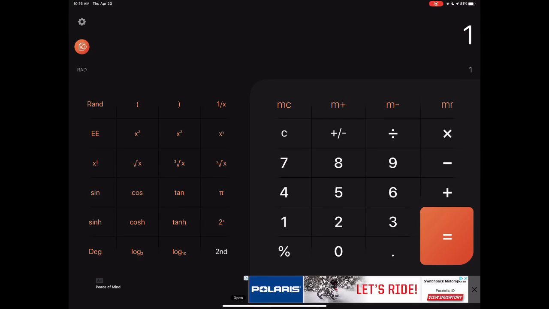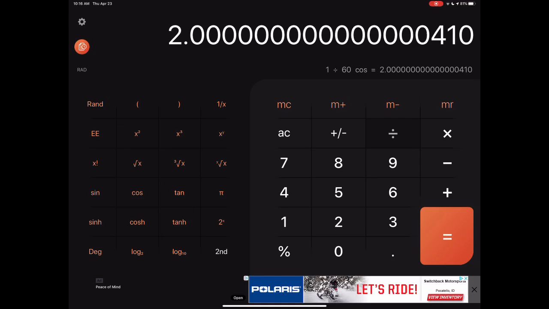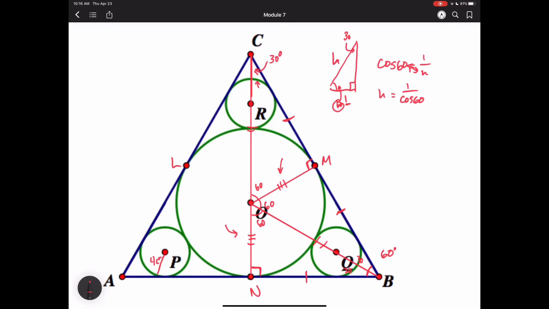So I have 1 divided by 60 cosine. Interesting, I get 2. Okay? So that means that my hypotenuse is actually equal to 2 if this right here is 1. So this is actually true in every 30, 60, 90 right triangle. The shorter leg is exactly half the length of the hypotenuse, and the hypotenuse then is exactly twice the length of the shorter leg.